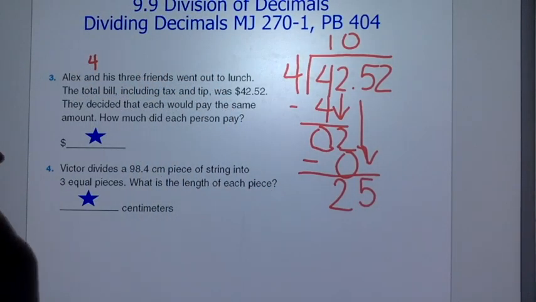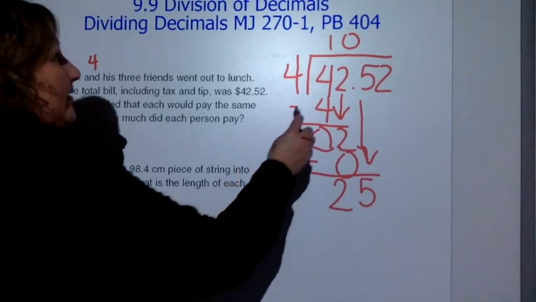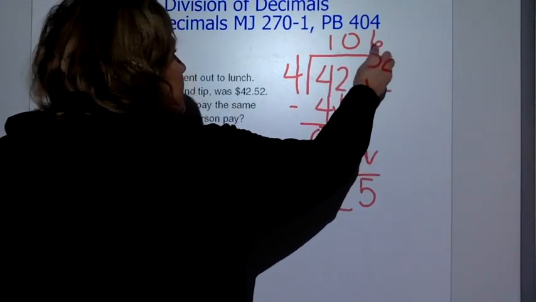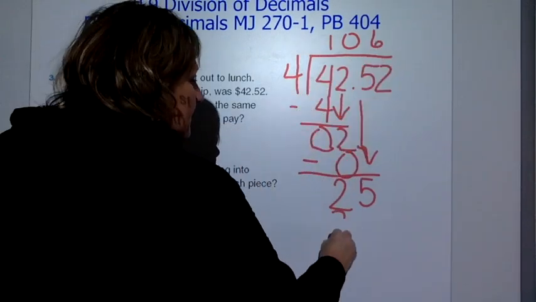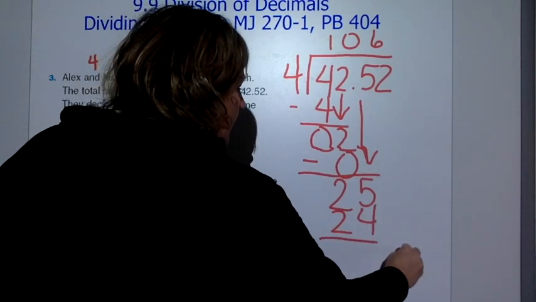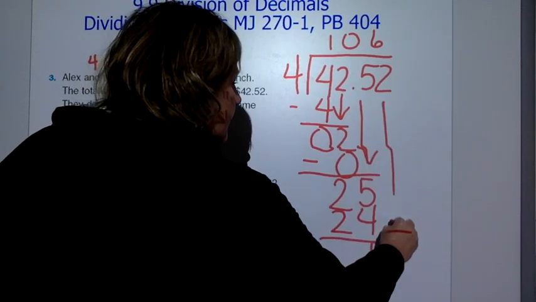How many times can 4 go into 25? Always start with the 5. 4 times 5 is 20. Not quite enough. Let's see if we can get another one. What's 4 times 6? Well, that's 24. That's closer to 25. Let's put our 6 up there. 4 times 6 is 24. Subtract, bring it down.